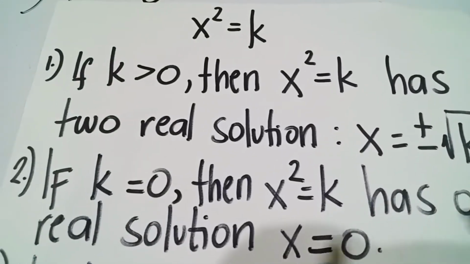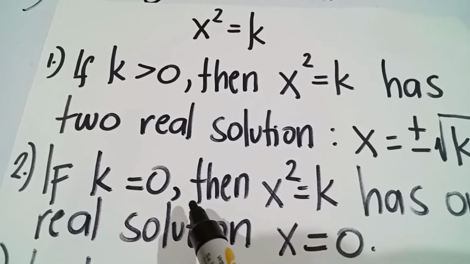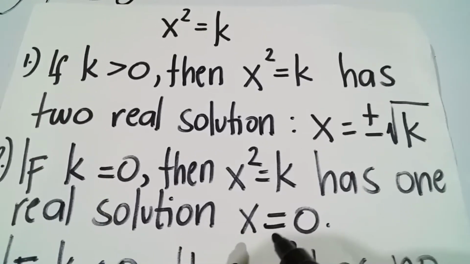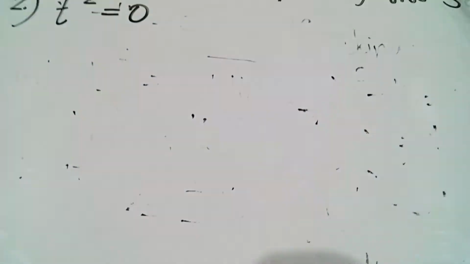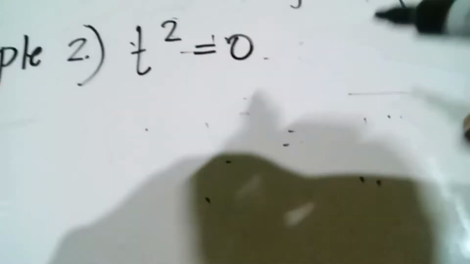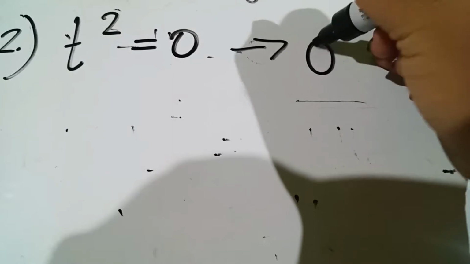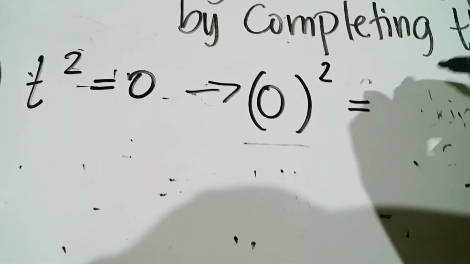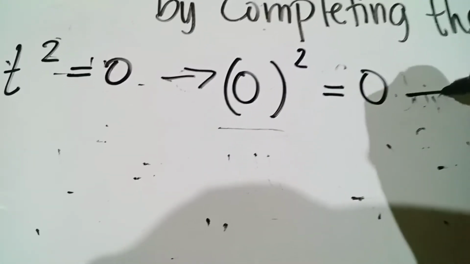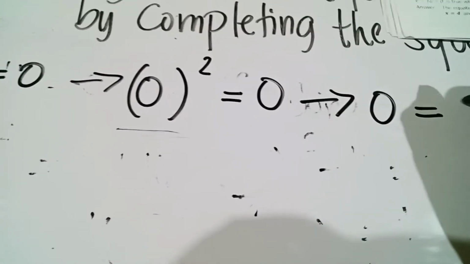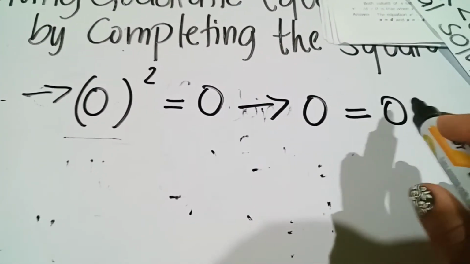Kasi 'di ba, sabi sa ating property, pangalawang property, if k is equal to 0, then x squared is equal to k has one real solution and that is equal to 0. So, therefore, ang value daw ni t ay 0. So, 0 squared, what is the answer? 0 squared is equal to 0. So, therefore, 0 squared is equal to 0. Is 0 equal to 0?